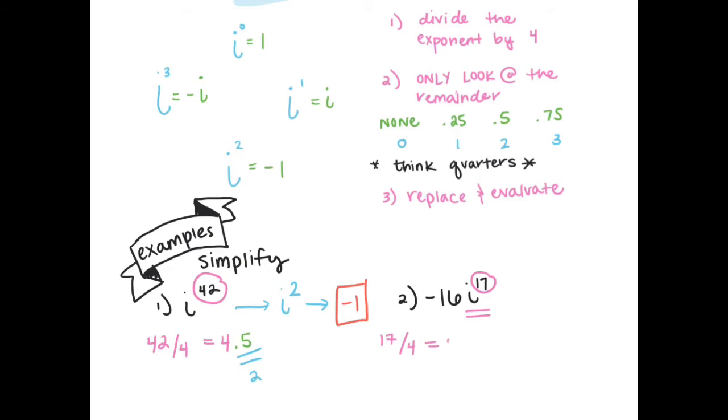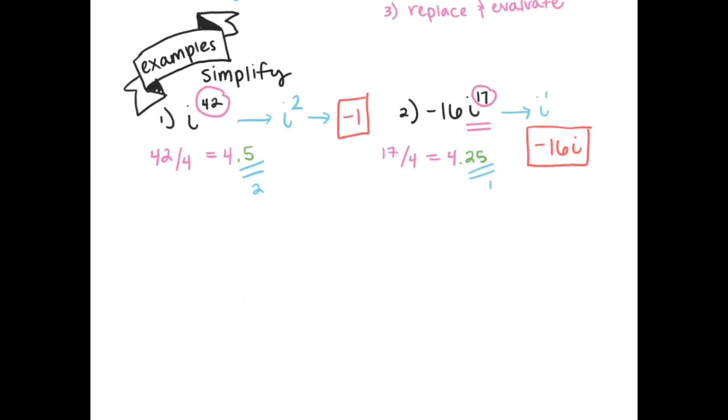When you do that, you are going to get 4.25. The remainder is the important part. 0.25, 25 cents, that's 1 quarter. So i to the 17th power is just i. Now we need to replace i to the 17th power with that singular i, so I get -6i. Let's try one more that's just a little bit more challenging.